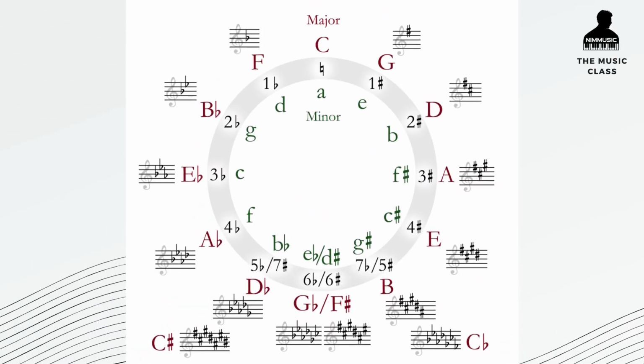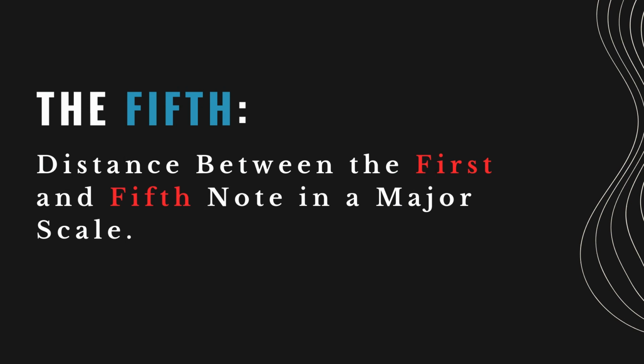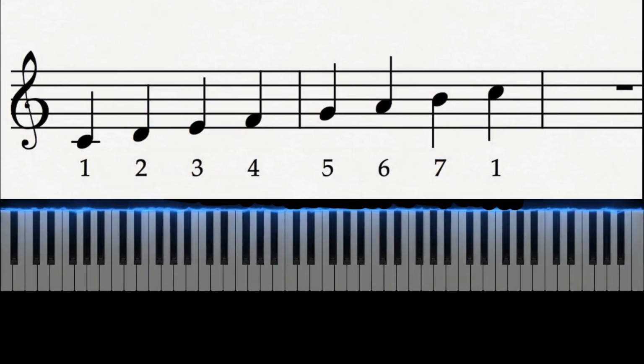Take a look. First of all, let me define for you what a fifth is. The fifth is an interval, which is the distance between one note and another, and we'll go into detail about intervals in a later tutorial, but for now, just understand that a fifth is the distance between the first and fifth note in a major scale. As an example, the fifth note in the C major scale is G. Starting on C, you count C, D, E, F, G. So the fifth note is G.